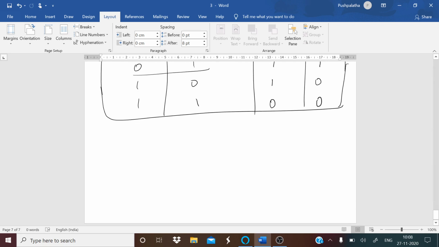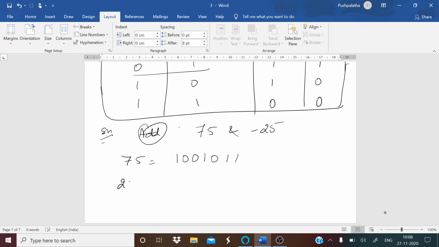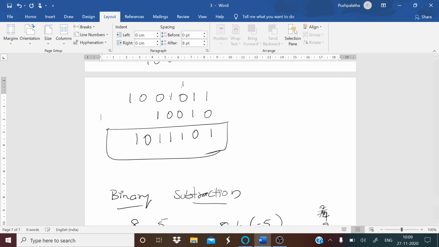So let us just have an example here. Add or subtract 75 and minus 25. As we said, we are going to do the subtraction using the method of addition. 75, as we already know, is 1001011. 25 also you are going to represent. So what is your 25? 2 1s are 2; 2 6s are 12, 0; 2 3s are 6, 0; 2 1s are 2, 1. Right? 11001. So how are you going to do the subtraction now?